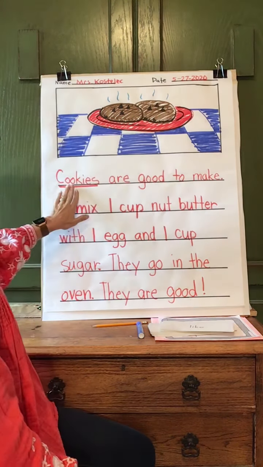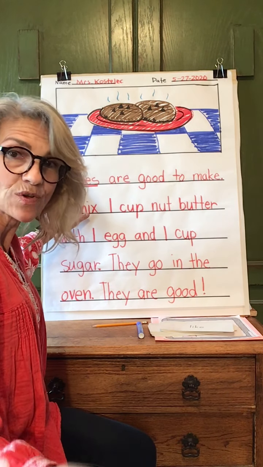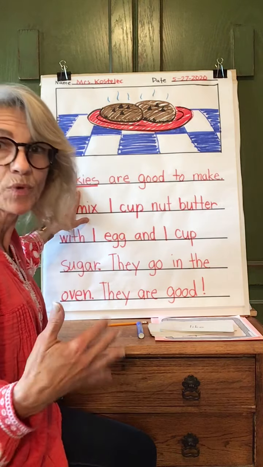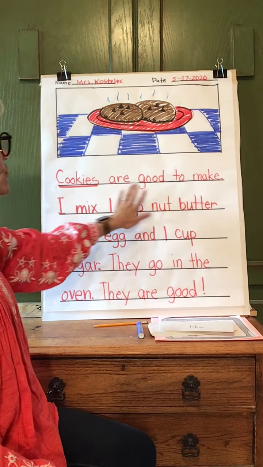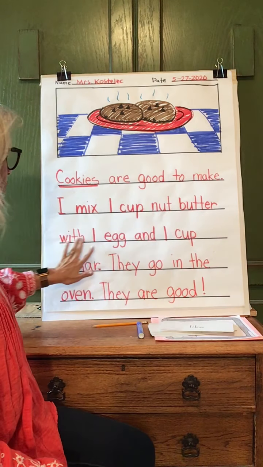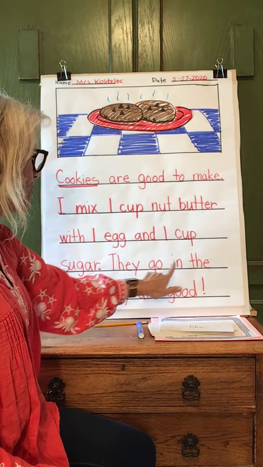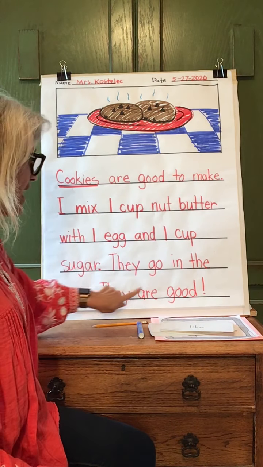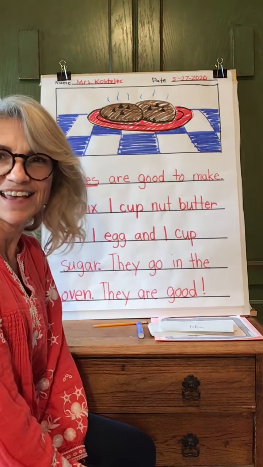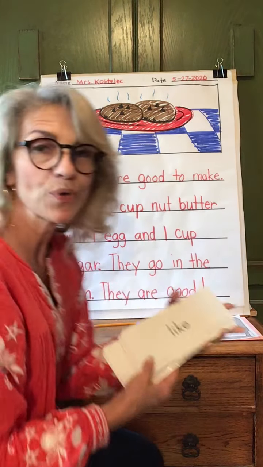2020. And you come down here, and remember this is an expository writing, so I'm telling you how to do something. We're making cookies. Cookies are good to make. I mix 1 cup nut butter with 1 egg and 1 cup sugar. They go in the oven. They are good.